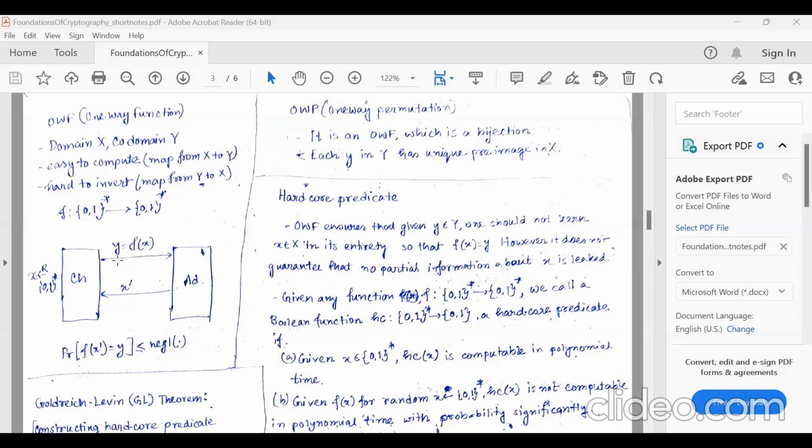So given Y, the adversary has to guess any pre-image of that value Y. What is a pre-image? Any X for which f of X is equal to Y, we say that X is a pre-image of Y. So the adversary has to guess any such pre-image of Y given Y. But this job should be hard for the adversary. So formally we write that the probability that f of X' is equal to Y should be upper bounded by a negligible function.